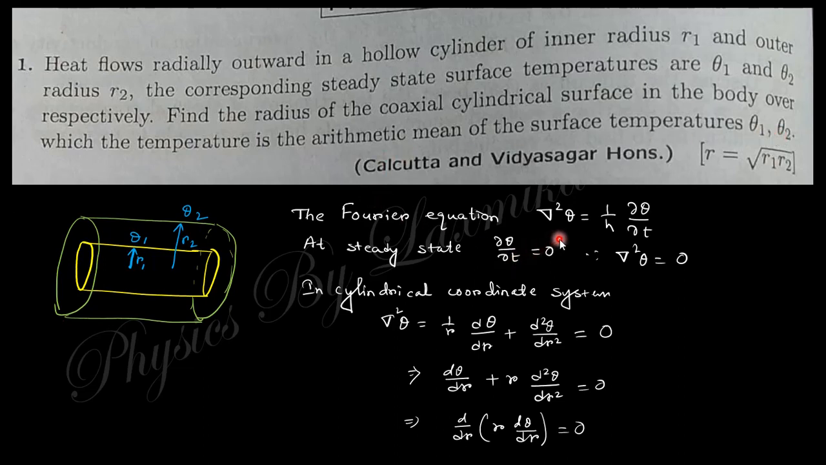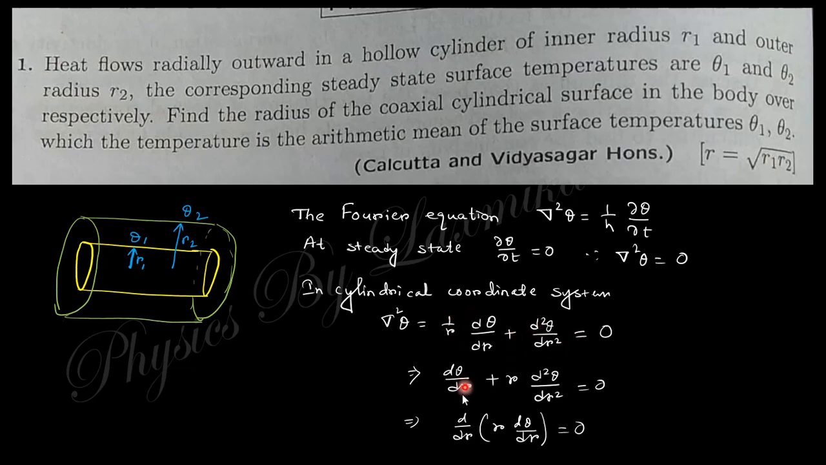You know the Fourier equation for the conduction of heat in 3 dimensions. In steady state, del theta by del t is 0. That means the inflow of heat and outflow of heat are the same, so the temperature is constant with respect to time. The temperature is varying with respect to space only, so del theta by del t will be 0, so del square theta equals 0. In the cylindrical coordinate system, you know del square theta is like that.